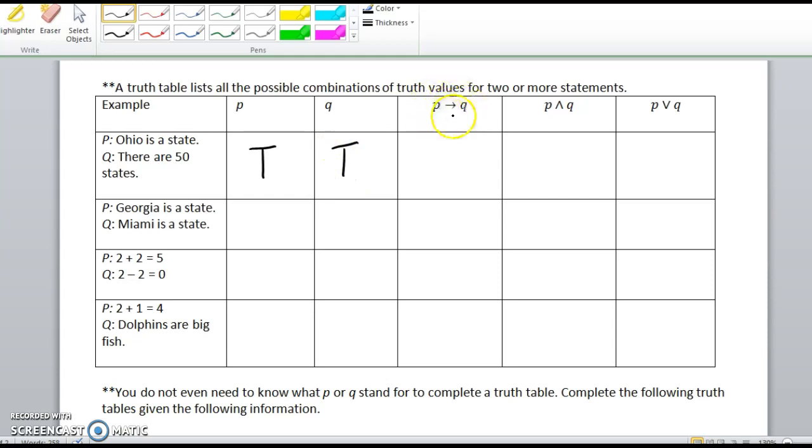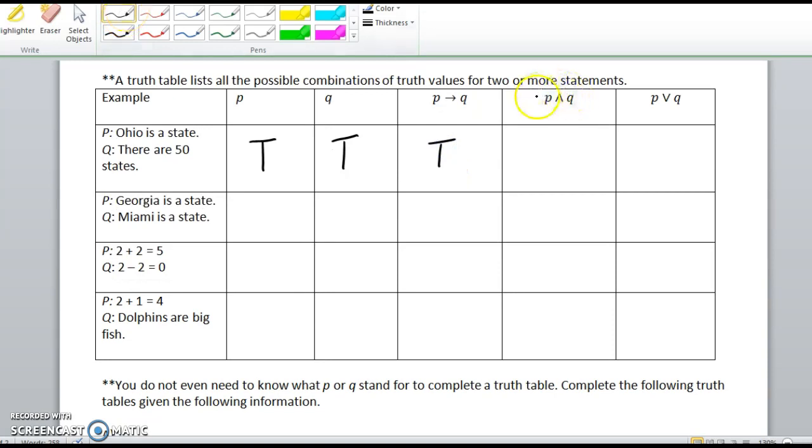All right, now I have P implies Q. So I'm just looking to say, okay, P is true, Q is true. So true implies true is true. So now I have P and Q. So true and true also makes true. And then I have true or true, because P is true again and Q is true. True or true also makes a true statement.